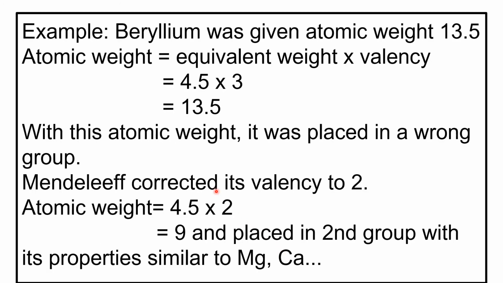For example, beryllium. Beryllium was given atomic weight 13.5 before Mendeleev's periodic table. But when he calculated, atomic weight is equal to equivalent weight into valency. That is 4.5 into 3, which is equal to 13.5. So with this atomic weight actually it is placed in a wrong group. Then he corrected its valency to 2 and placed the element in the second group, whose properties match calcium and magnesium. So in this way he was able to correct the atomic weights of a few elements.